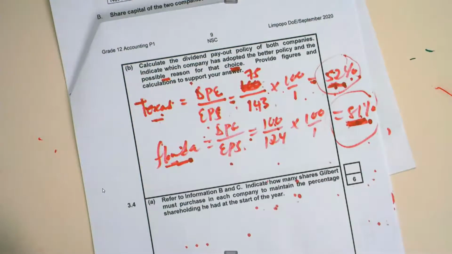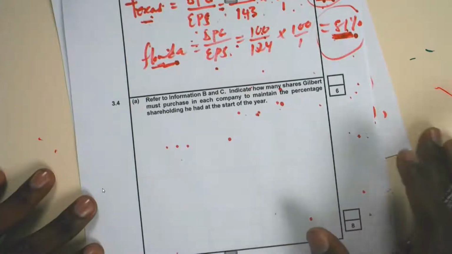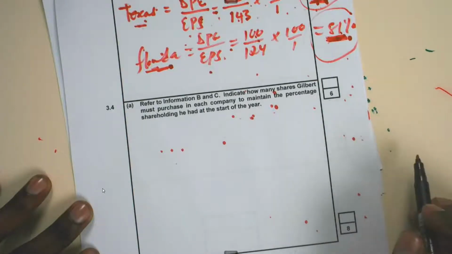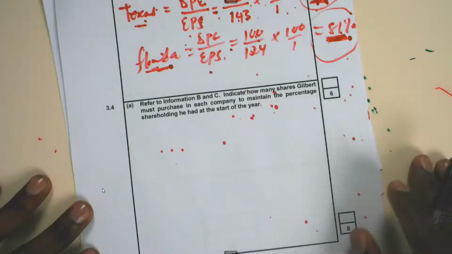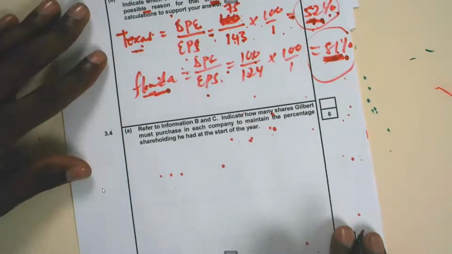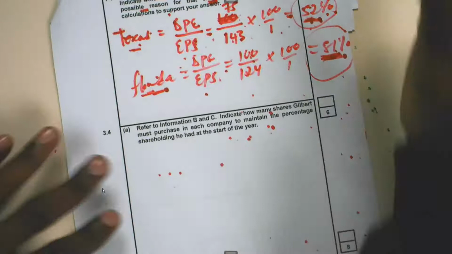Now the next question says, refer to information B and C, indicate how many shares Gilbert must purchase in each company to maintain the percentage shareholding he had at the beginning of the year. Let us go to that information, C and B. Let us start with B.